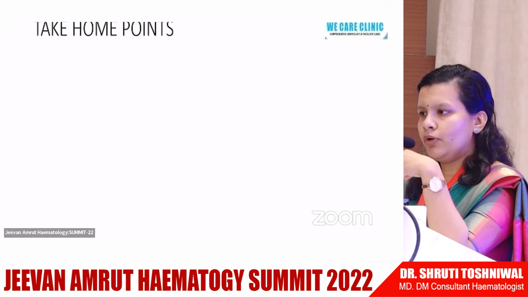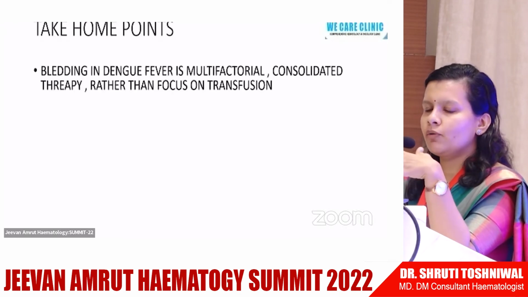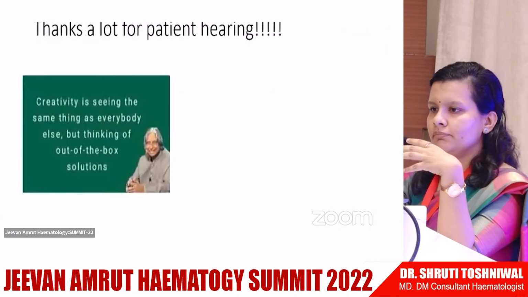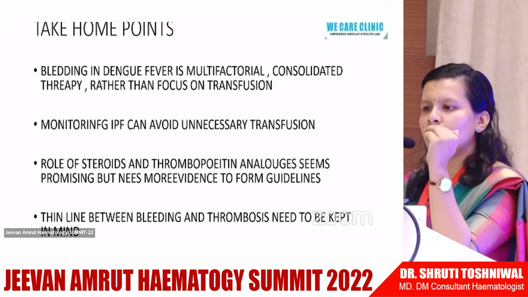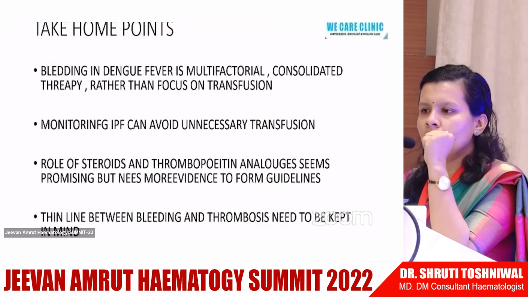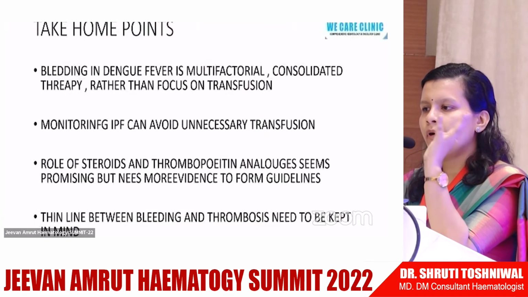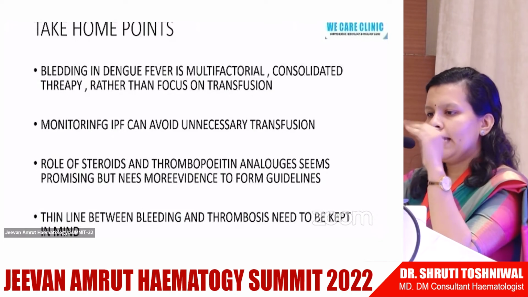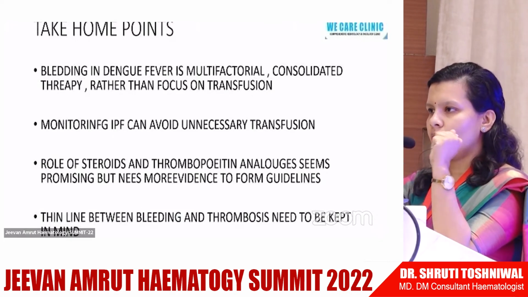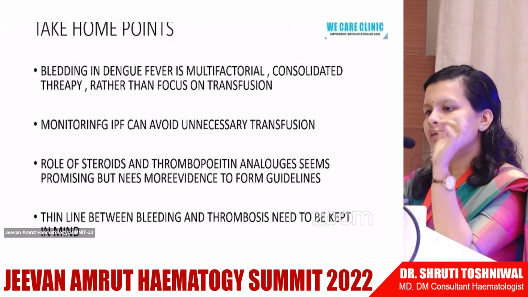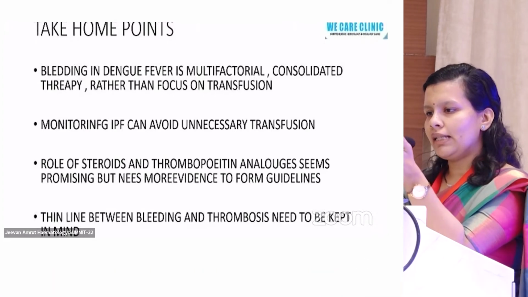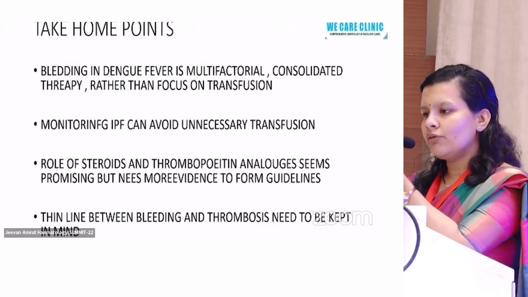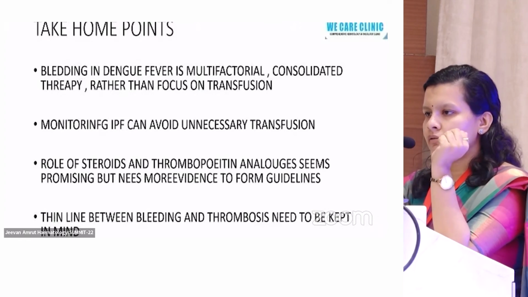So what are the take-home points? Bleeding in dengue is multifactorial, so consolidated therapy rather than a focus on transfusion. Monitoring IPF can avoid unnecessary transfusion. The role of steroids and thrombopoietin analogs seems promising, but needs more evidence to form guidelines. And there is a very thin line between bleeding and thrombosis. Whenever we manage patients, we need to be on that thin line and decide whether to treat bleeding or the risk of thrombosis, and manage accordingly.